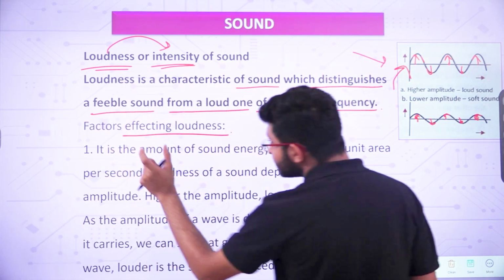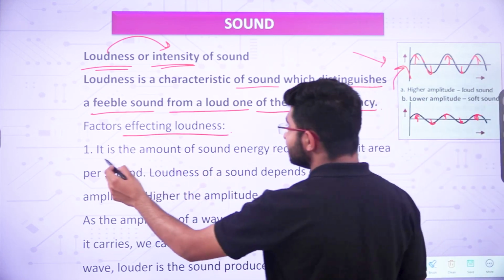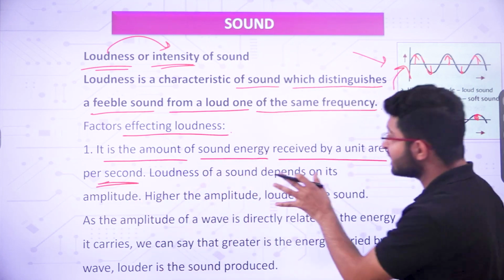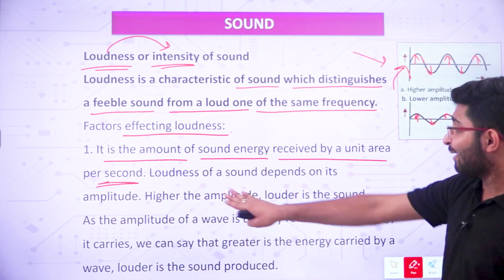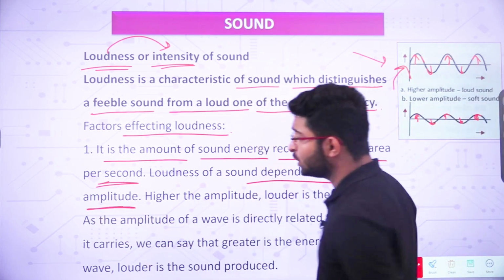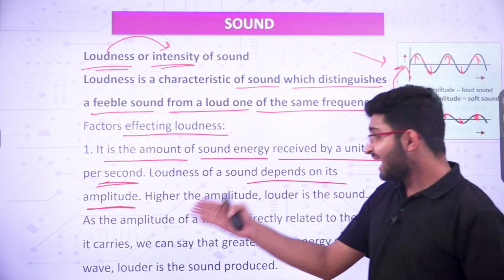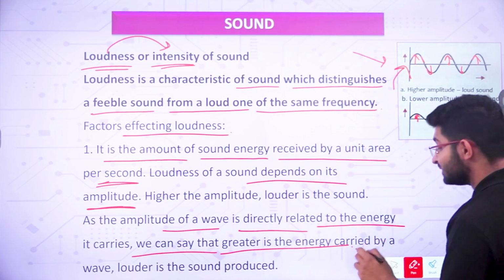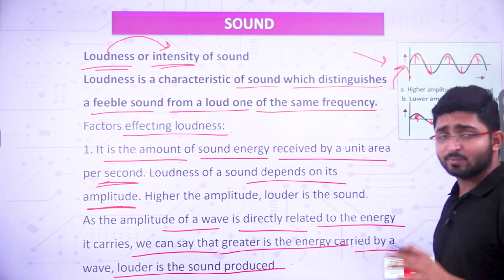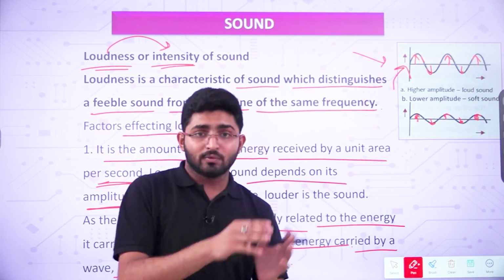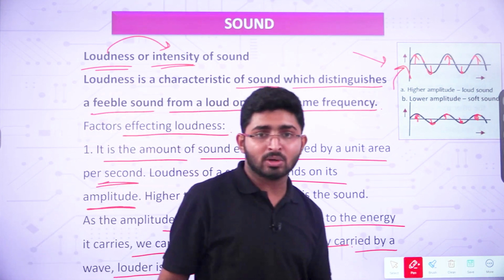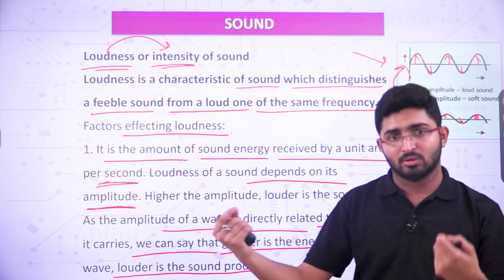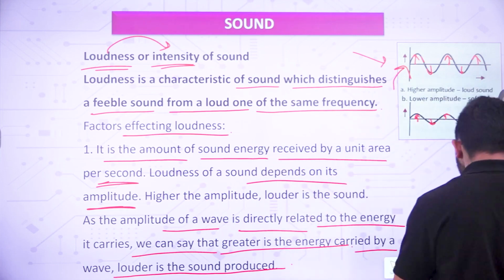The very first factor that affects the loudness is the amount of sound energy received by a unit area per second. Loudness of a sound depends on its amplitude. I have told you, the higher the amplitude, the louder the sound. As the amplitude of a wave is directly related to the energy it carries, the greater the energy carried by a wave, the louder the sound produced. We know very well that amplitude is directly related to energy. So obviously if the amplitude is higher, the sound will be louder, and the higher the energy, the louder the sound. I hope this is clear to you. You can take the screenshot of the very first factor.